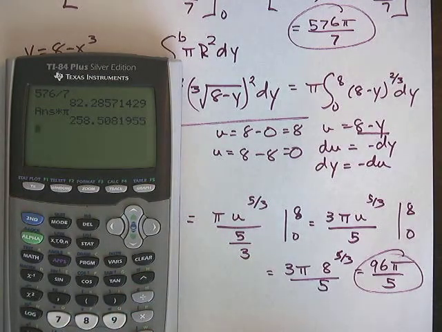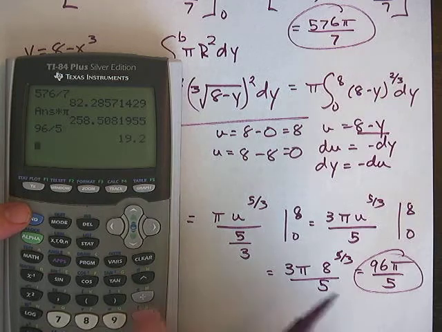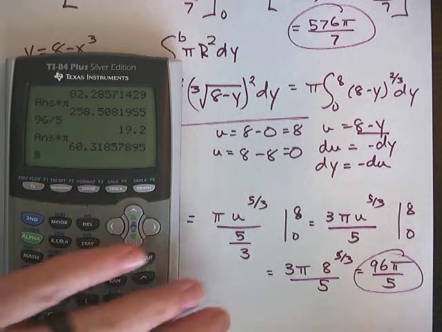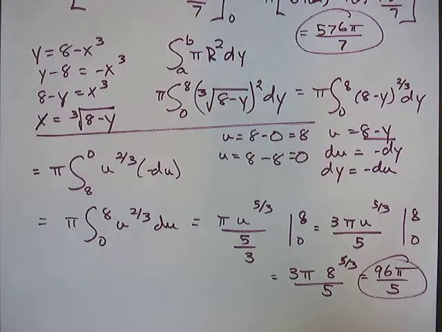So there's the decimal value of the top one. And the decimal value of the bottom one, divided by 5 times pi, is 60. So we get 258 for the rotation around the x-axis. We get 60.3 for the rotation around the y-axis, and that's it.